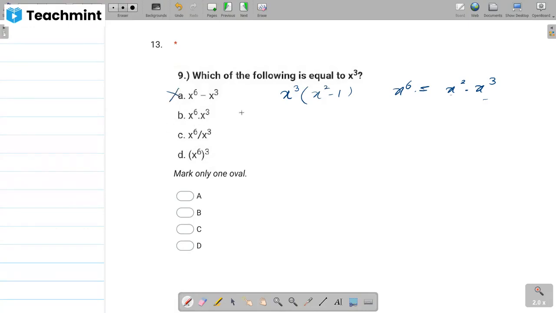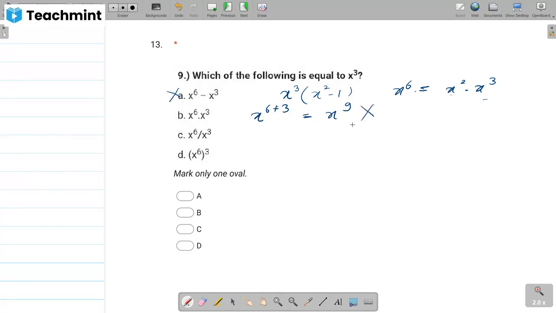Second is, just now I said if the base is the same and there is a multiplication sign, then we can add the power. So in this case we will simply add the power. When you add the power, you will get x raised to the power 9, right? So of course this is also not equal to x cube.